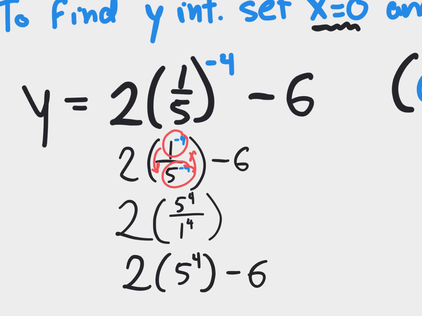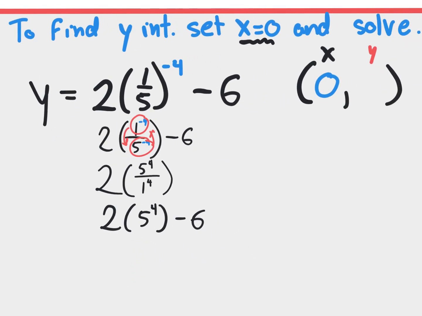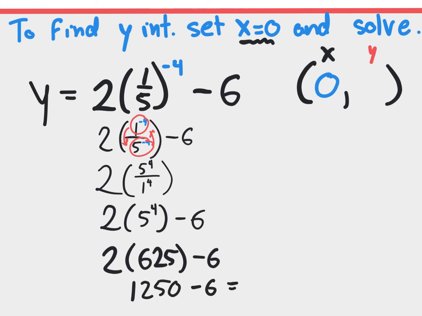So this is something that we're going to do with a calculator. 5 to the 4th power, 5 to the power of 4. I'm doing it right now with the calculator. I just hit equal. That is 625. So I have 2 times 625 minus 6. And with the calculator, I want to do that, 625 times 2, and that will be 1,250. And then take away 6, final answer is 1,244. So the y value equals 1,244.